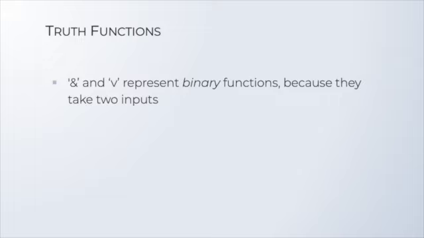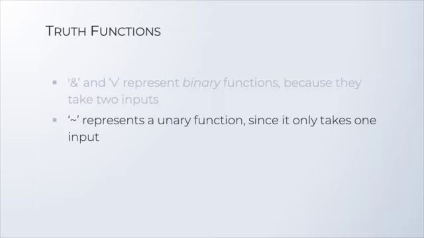But our SL system also has a unary truth function, that is, a function that takes only one truth value as input. This function is, of course, as you already guessed, negation, represented by the tilde. It takes you from T to F, and vice versa, from F to T. So it is a function that inverts the truth value of the sentence you are working with.